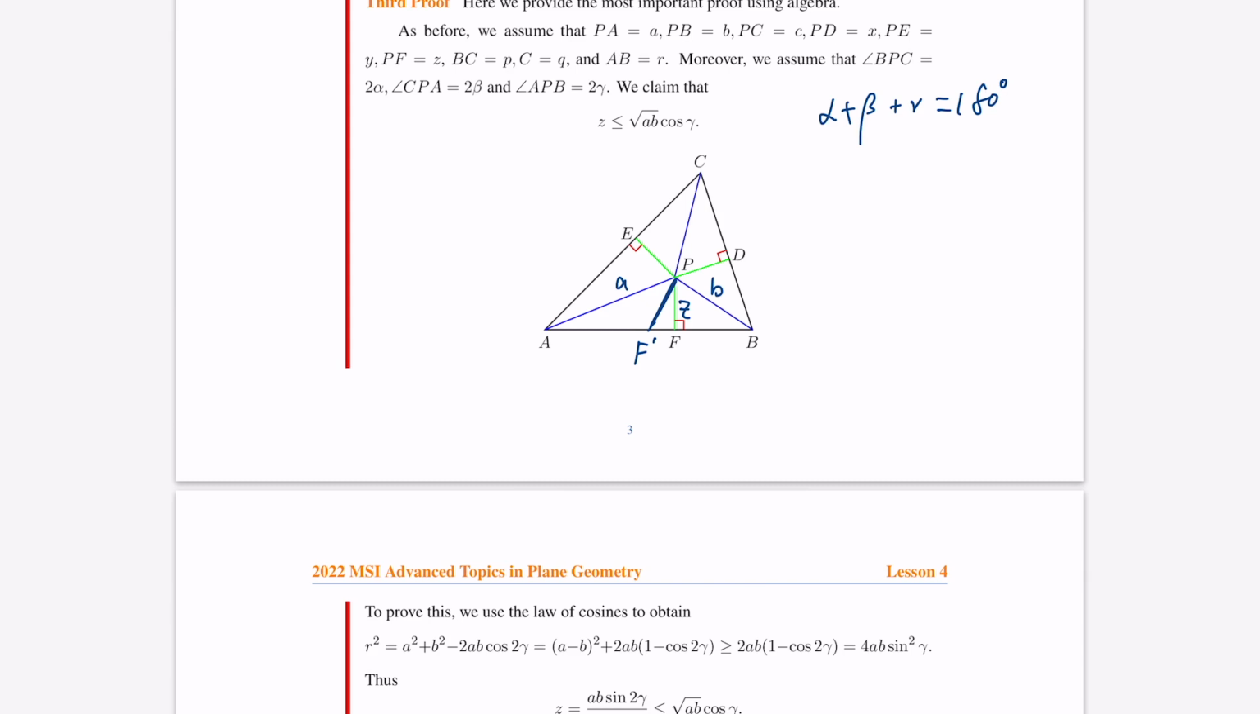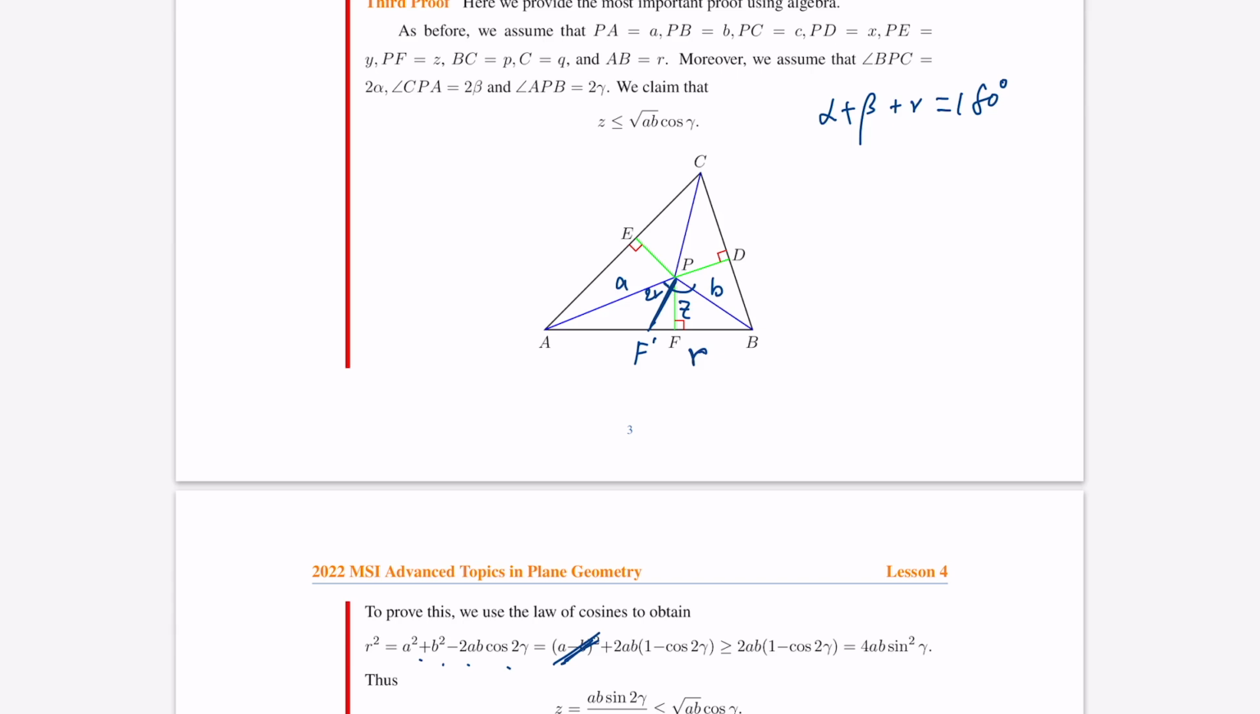But here I would use the law of cosine. The length AB is equal to r. By the law of cosine, r squared is a squared plus b squared minus 2ab cosine 2 gamma, where this is the angle 2 gamma. I complete the square in this strange way, (a minus b) squared plus 2ab(1 minus cosine 2 gamma), and then I throw away the square. So this is bigger than 2ab(1 minus cosine 2 gamma), and by the double angle formula, this would be 4ab sine squared gamma. And then we are done, right?